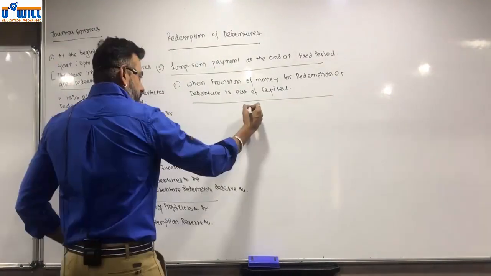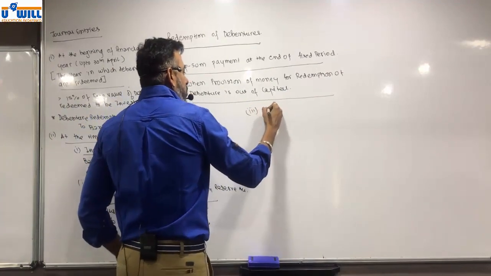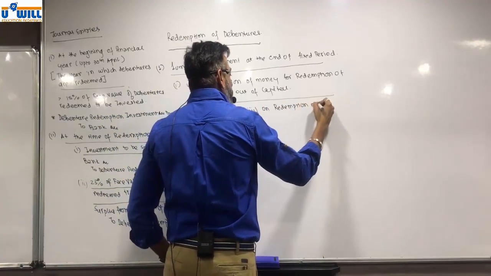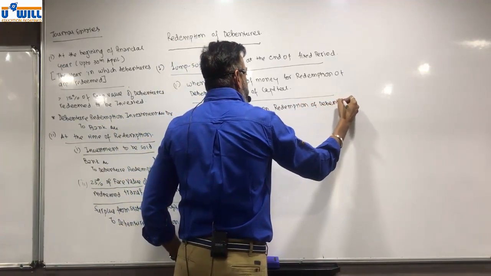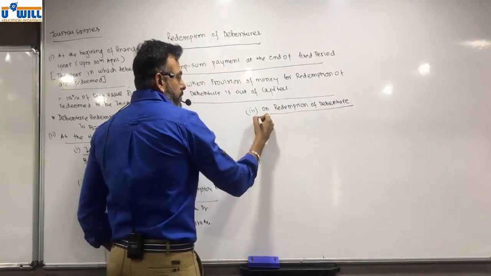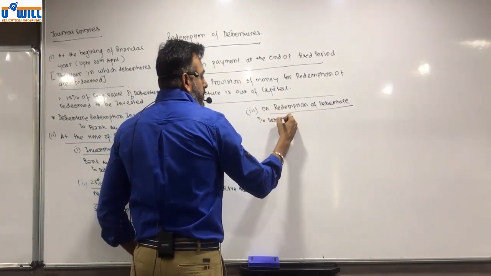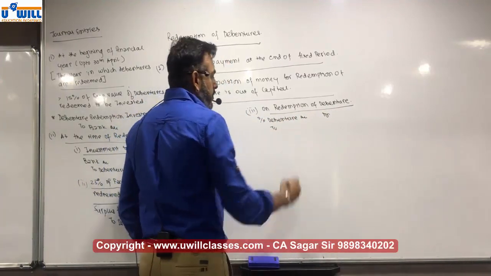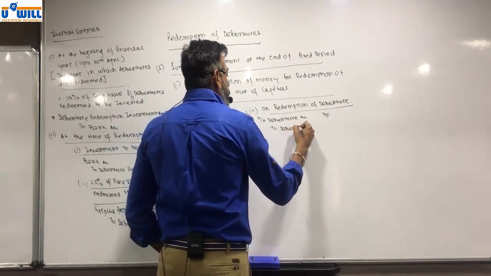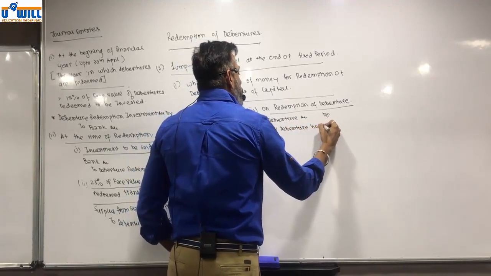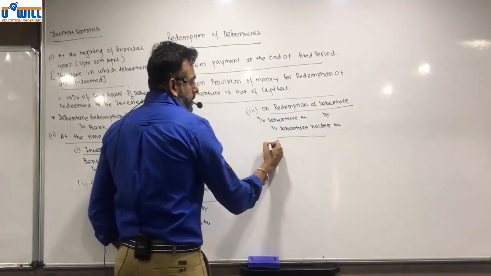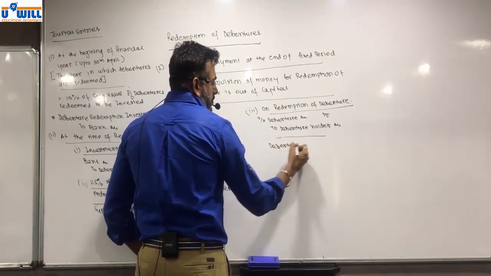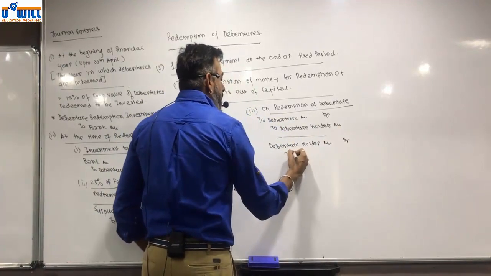Third, on redemption of debenture, we all know the entry for redemption of debenture. Percentage debenture account debit to what? To debenture holder account. And debenture holder account debit to bank.